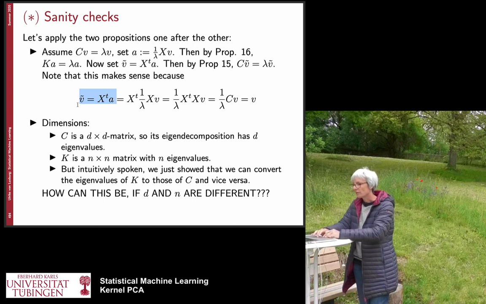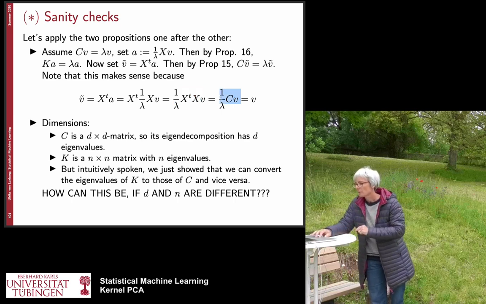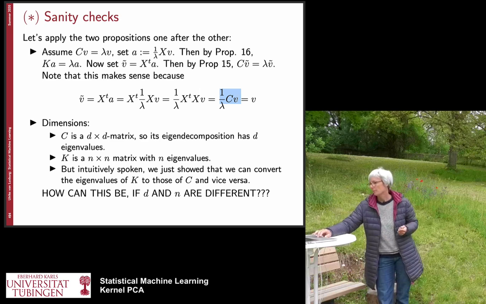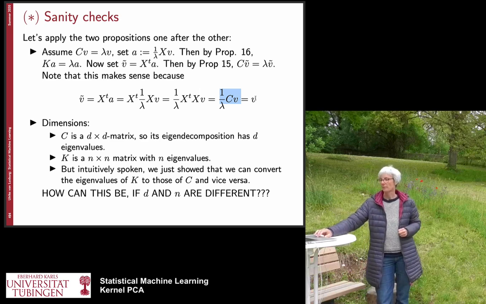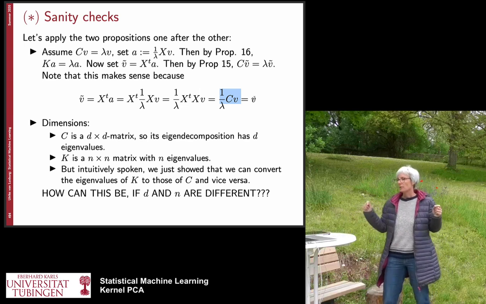The definition of V tilde is x transpose A. Now I can plug in the definition of A, which is 1 over lambda x times V. Now I can pull the lambda in front, so we have x transpose x, which is the covariance matrix. So we end up with this expression, and this is exactly V because V was an eigenvector of the covariance matrix. So we indeed find that V tilde is V, which is reassuring.